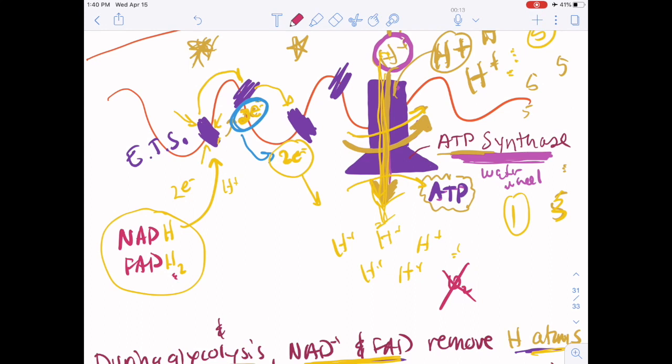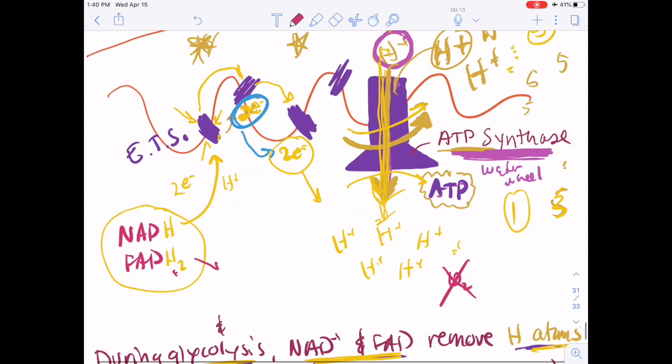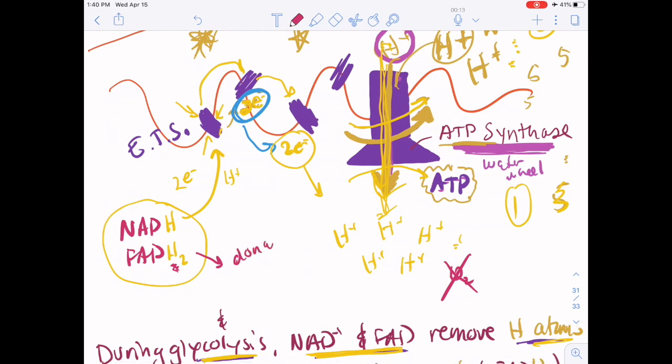But what your cells can do, very briefly, they can't get all the energy that they usually get out of chemiosmosis. But when there's no O2 around, NADH and FADH2 can donate those hydrogen atoms to an organic molecule instead.